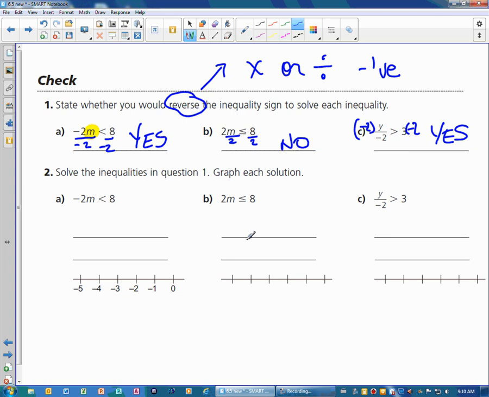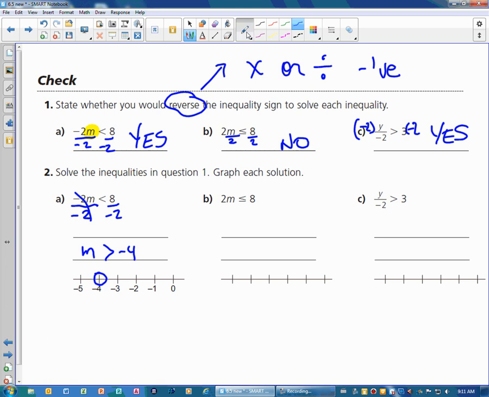Okay, number 2, it says go ahead, solve them and graph them. All right, so I have, same questions, but we're just going to go ahead and do them now. Okay, so like I said above, we're going to divide by negative 2 because m is being multiplied by negative 2. We are dividing by a negative value, so we need to switch the direction of the sign. Negative 2's cancel, leaving m. 8 divided by negative 2 is negative 4. So negative 4 is the only thing that I'm worried about on the number line. Notice I gave it an open circle because m is greater than negative 4.